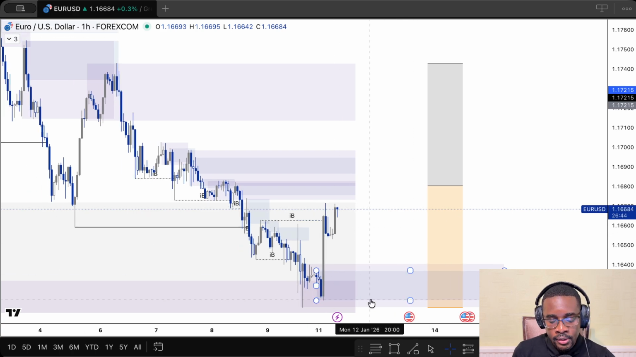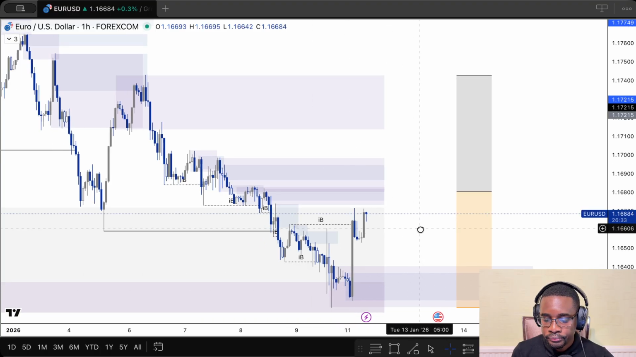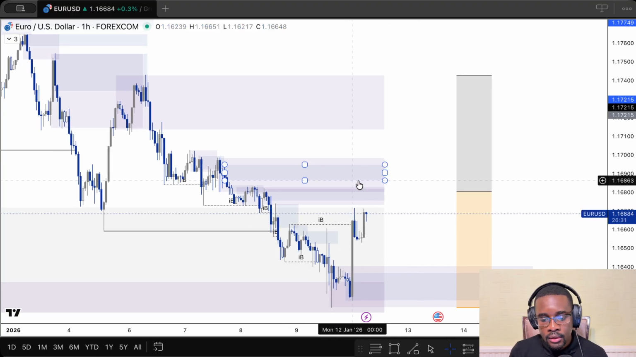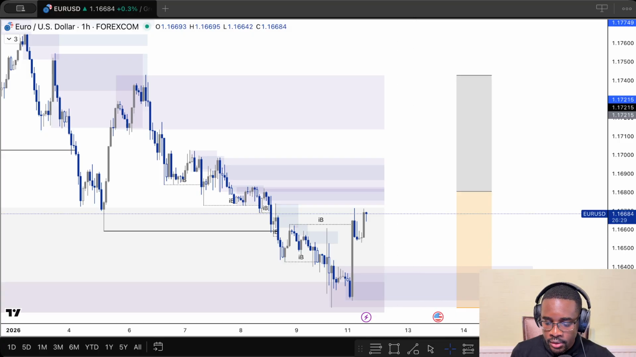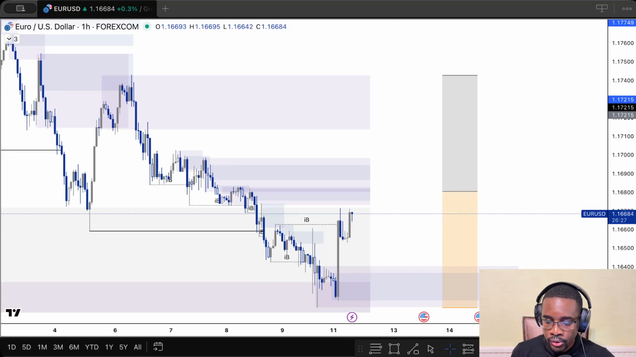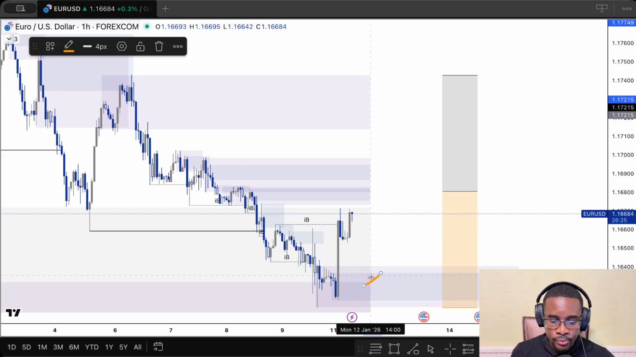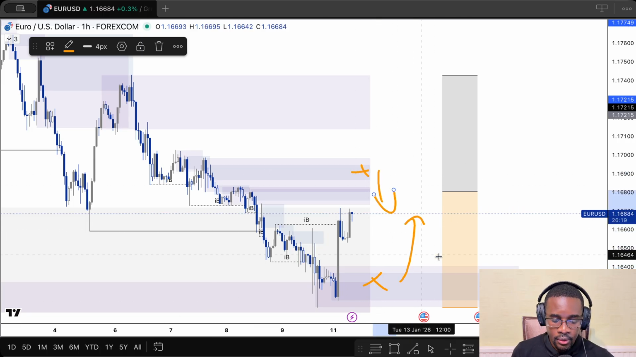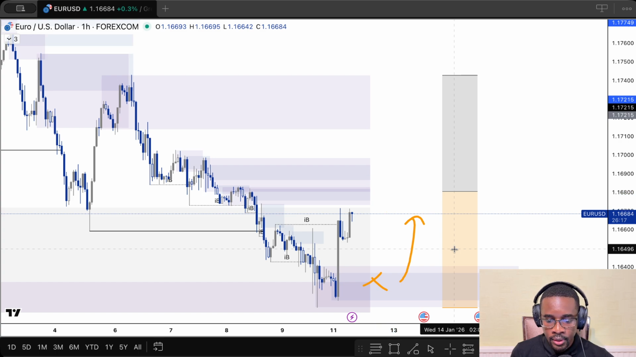So this is high probability because we are low in the curve. Okay, this is at the extreme of the newly formed demand zone. So trade ideas are, we are going to be looking for longs from this POI, and then we're looking for shorts maybe from this POI going down. So that's what we're looking at.